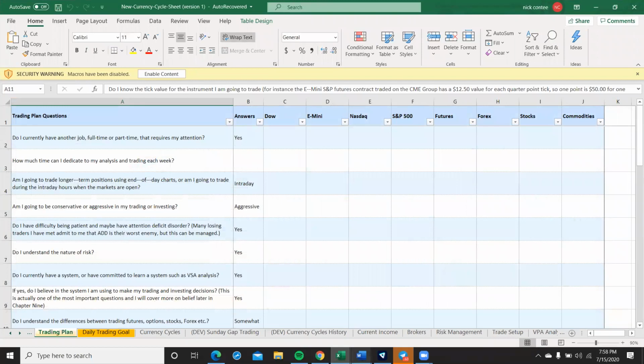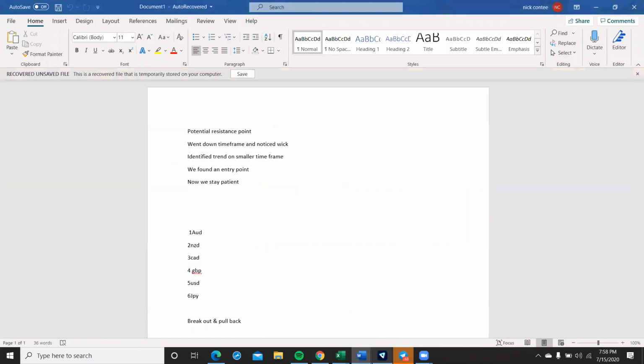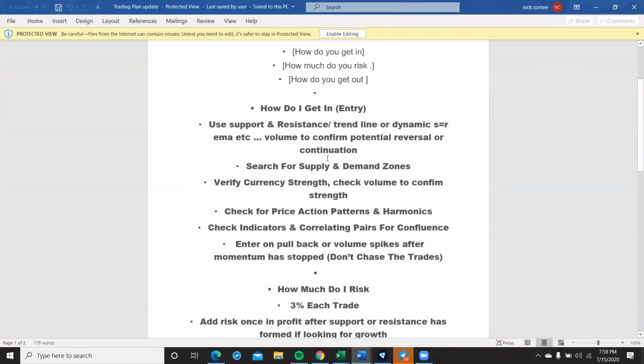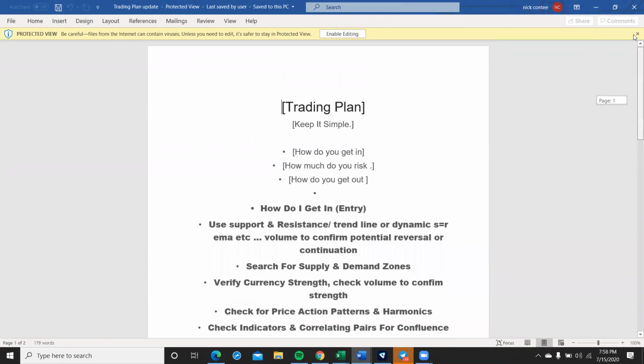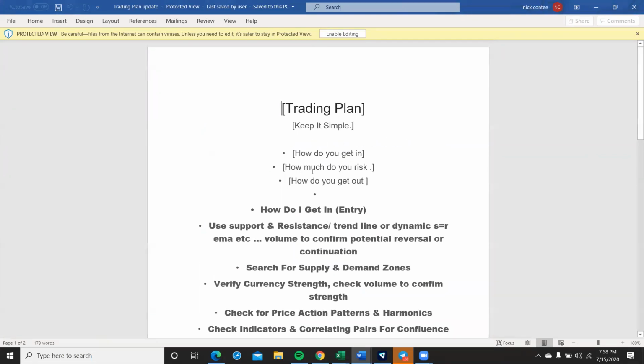See, I got 2 different trading plans here. My trading plan is always smarter than me. We talked about it last night, confirmations are key. So simple strategy, keep it simple. How do I get in? How much do I risk? How do I get out?